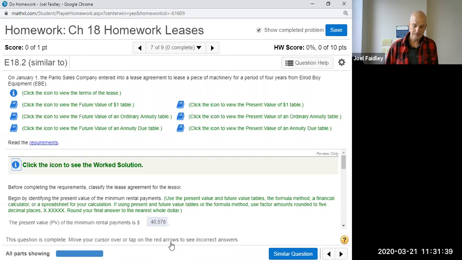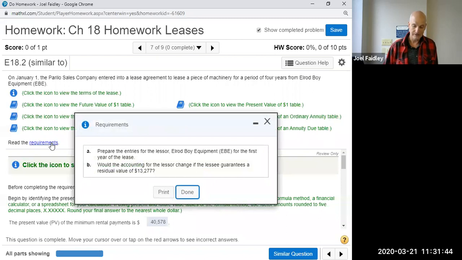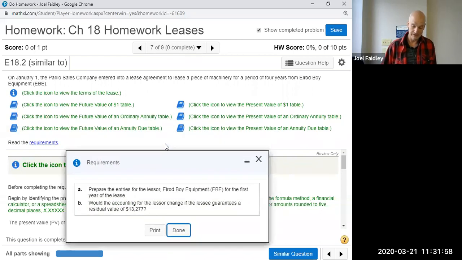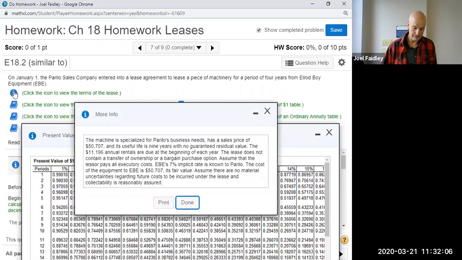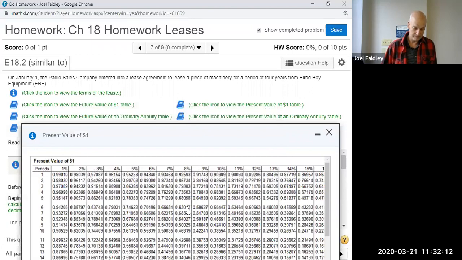Elrod Boy, they expect that $13,277. Elrod expects that. I work for Perillo Sales. I got to pay Elrod Boy at the end $13,277. But that's the present value of a dollar table. What did we say the rate was? 7%, 4 years. Present value of a dollar. 7%, 4 years. What is that? 0.76290.